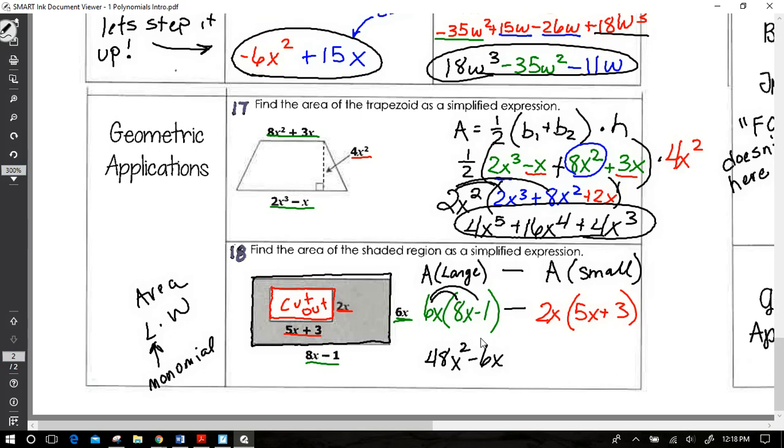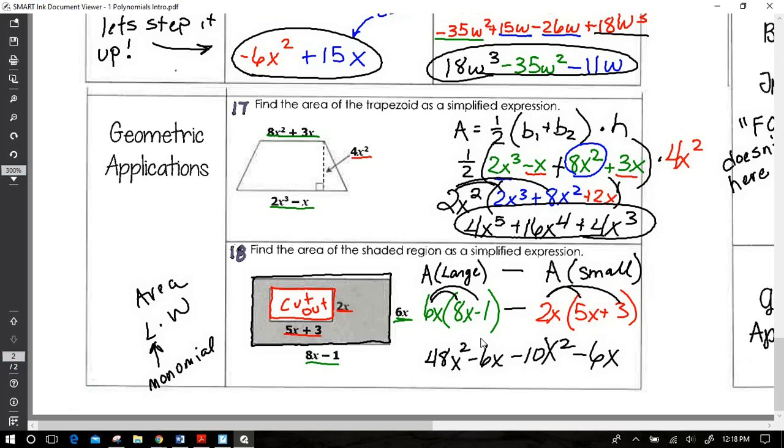Now let's distribute the negative 2x. Negative 2 times 5 is negative 10. X times x is x squared. Negative 2 times 3 is negative 6. X times nothing is just x.